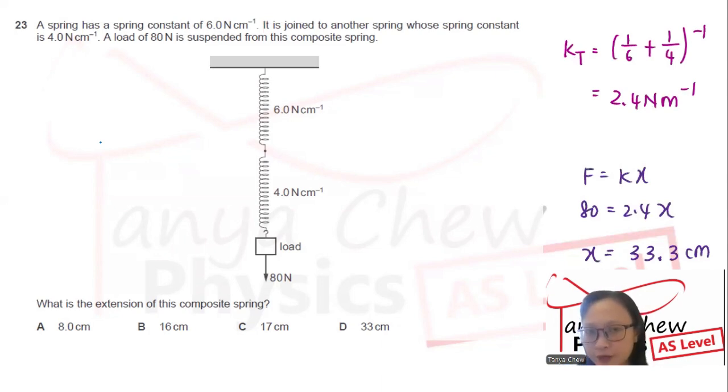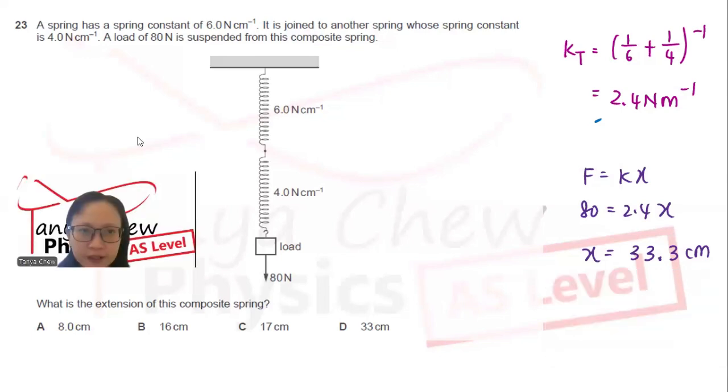For springs being connected in series, the spring constant is 1 over 6 plus 1 over 4 and 1 divided by the total answer. So the total spring constant is 2.4 Newton per cm. And after that, just apply Hooke's law, F equals to Kx. F is equal to 80 Newton because the load is 80 Newton. K is the total spring constant, 2.4. And X is just the extension. So the extension is 33.3 cm.